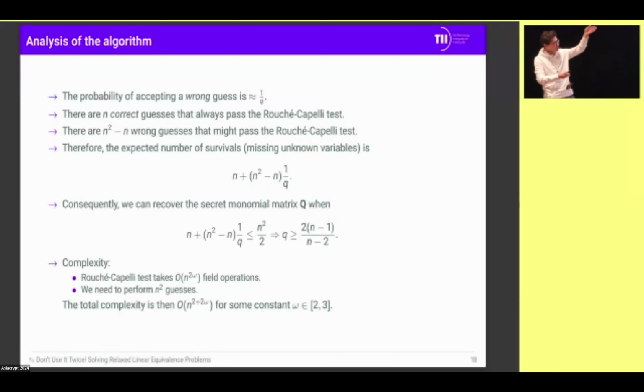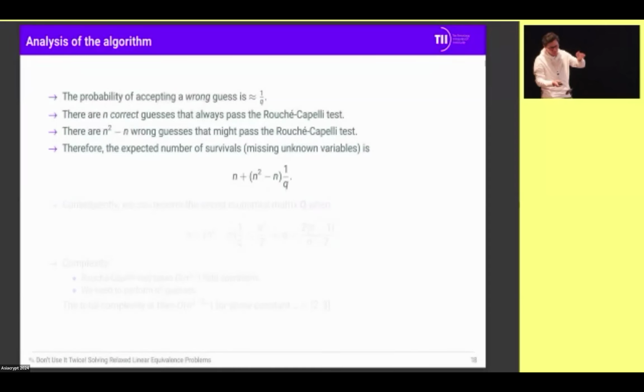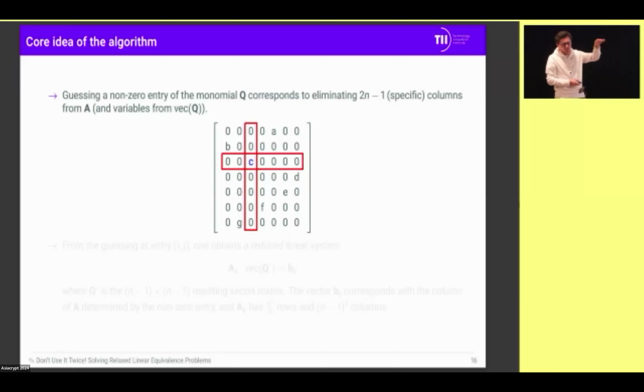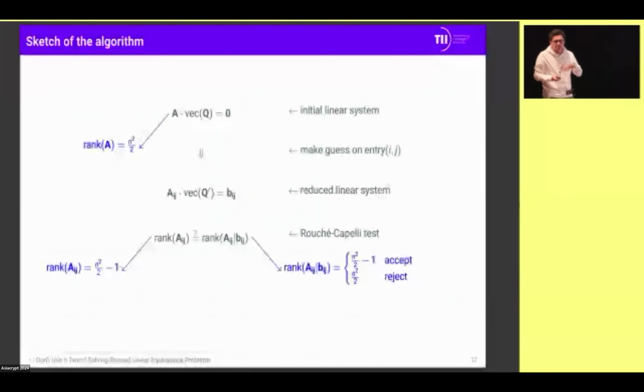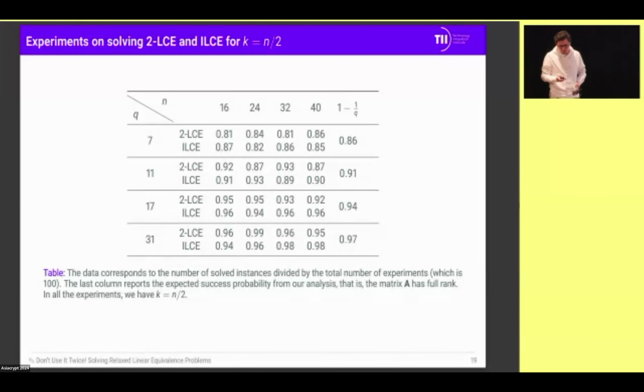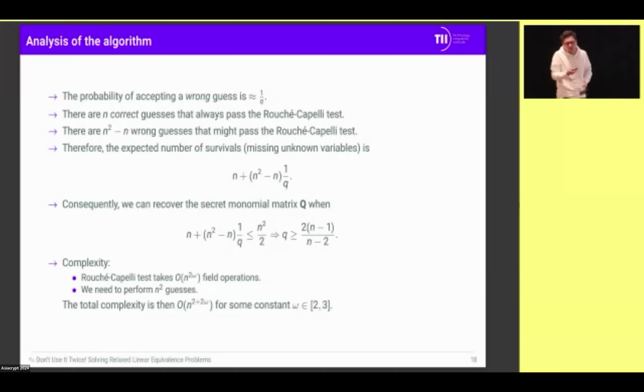So we have one guess. For example, we start with this matrix. We start with the first one, we do a guess, and then if we fail, we go to the other, and then the other, and so on. So we have n squared guesses that we are doing. But in any case, it's a polynomial number of tries. And therefore the complexity is mostly dominated by the Rouché-Capelli test, but it's polynomial.